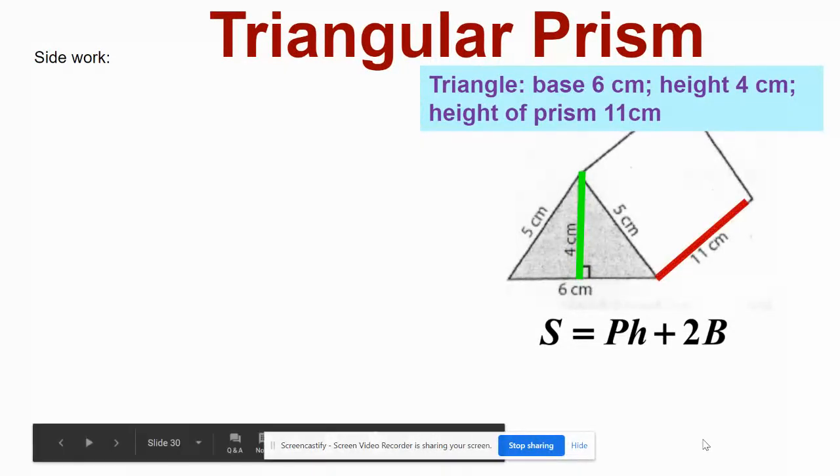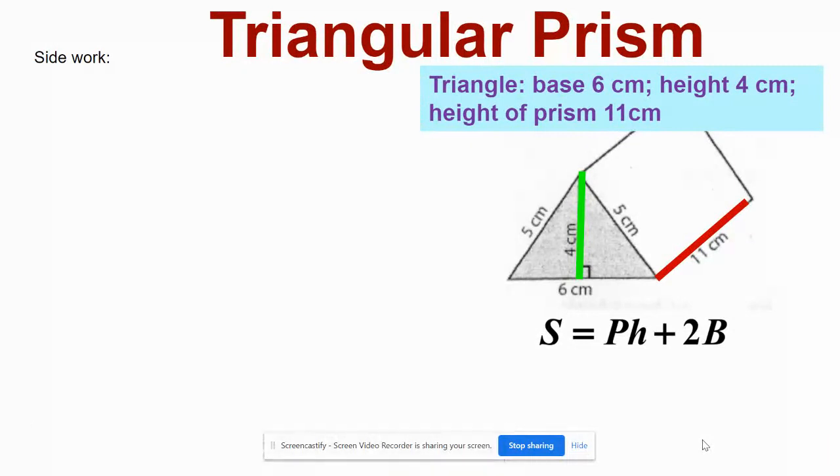I know you need to slow down and make sure that you're paying attention to the height of the triangle from the base versus the height of the prism. Okay, we're talking about two different heights. Now, let's go ahead and do our side work.